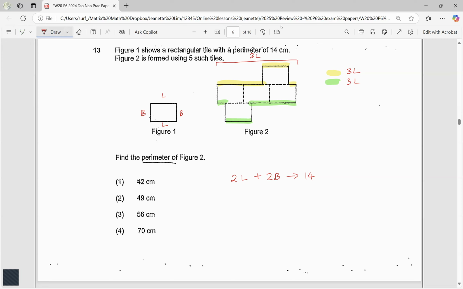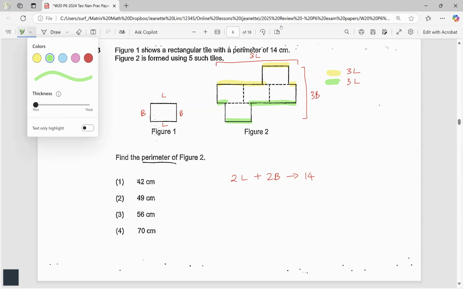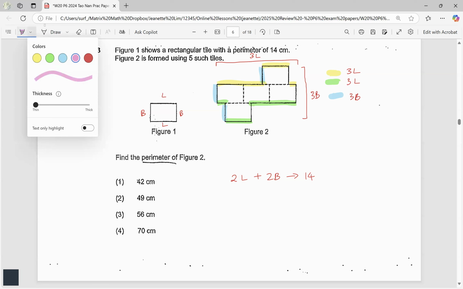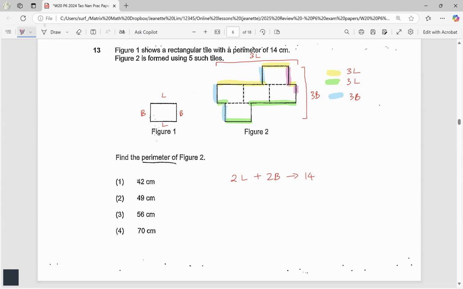Now let's look at the sides. This is a total of 3B. On this side, I have the sum of this, which is 3B. Then I also have another set of 3B here, here, and here. 3B for the pink ones.